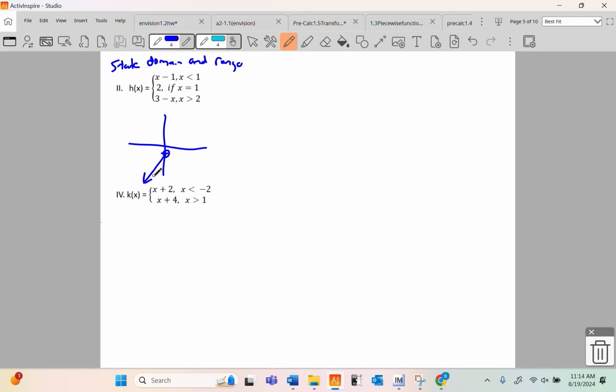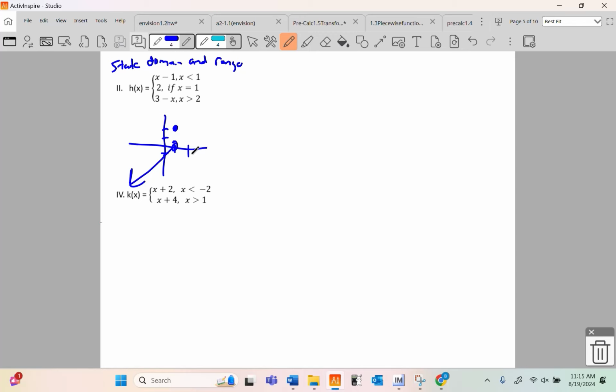It's 2 if x is 1. And I put that in the wrong spot. If x is 1, this thing returns 0, doesn't it? Open hole. If x is 0, this thing returns negative 1, and then it just keeps falling. It looks like that. It's 2 if x is 1, so that means there's a solid dot right there. And if x is 2 or more, notice there's a gap.